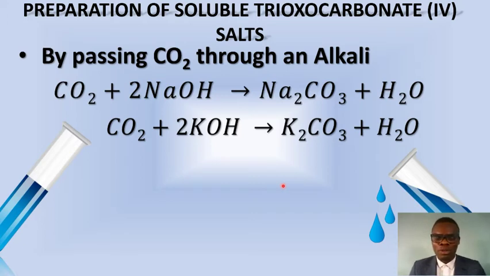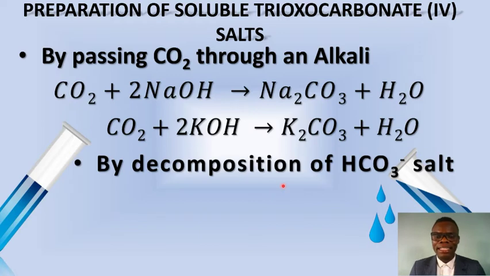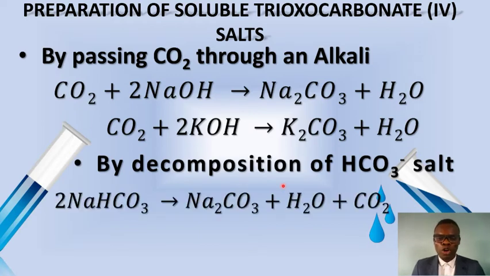Hydrogen trioxocarbonate 4 salts, when they are heated, tend to decompose to form your trioxocarbonate 4 salt. So you can have this salt, sodium hydrogen trioxocarbonate 4, which when subjected to heat will decompose to produce sodium trioxocarbonate 4, water, and carbon 4 oxide will be given off as gas. So these are the two methods of preparing the soluble trioxocarbonate 4.